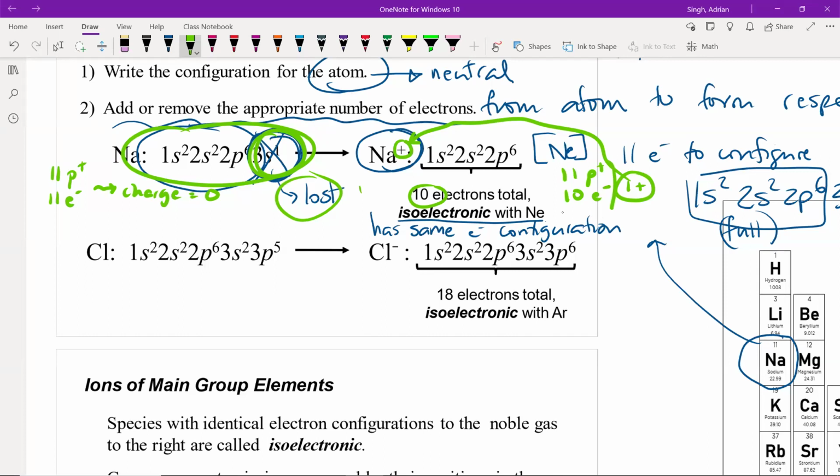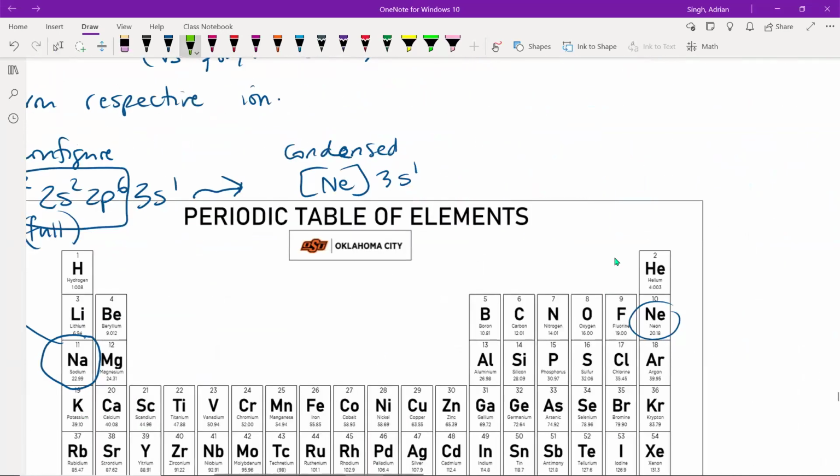Okay, if we look at chlorine, the electron configuration for chlorine, if you find chlorine on the periodic table, chlorine is over here, it's in group 7, 7A. It's got 17 electrons to configure. So if you write out the full electron configuration, it'll be 1s2, 2s2, 2p6, we have 3s2, and then we have 3p5, right? Remember, elements in group 7 have the ns2, np5 arrangement. That's the full electron configuration.